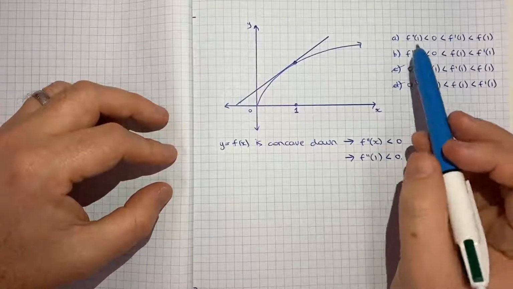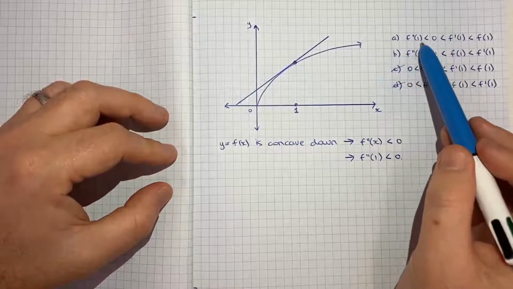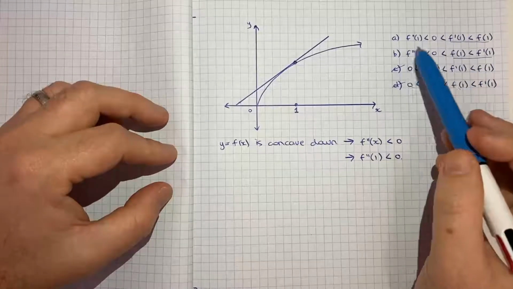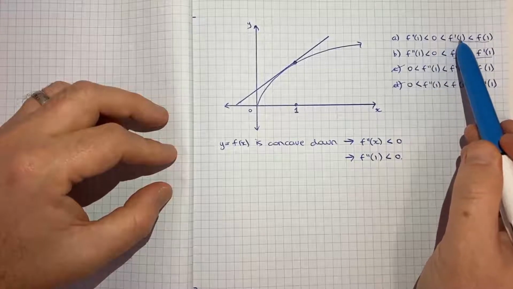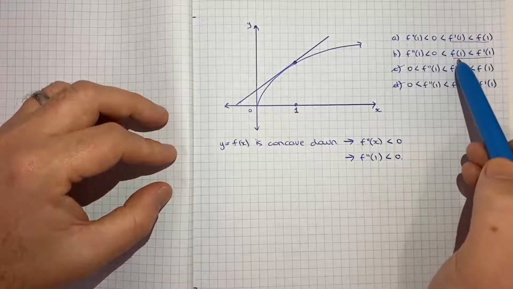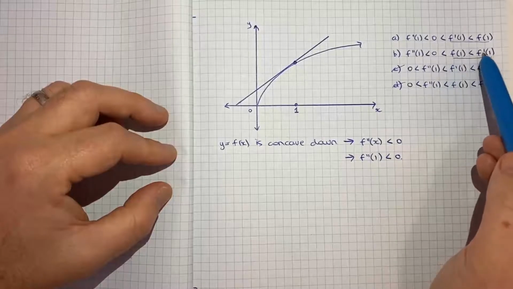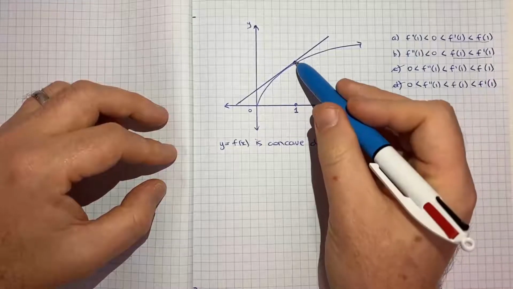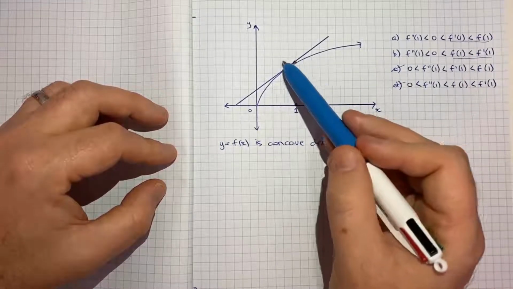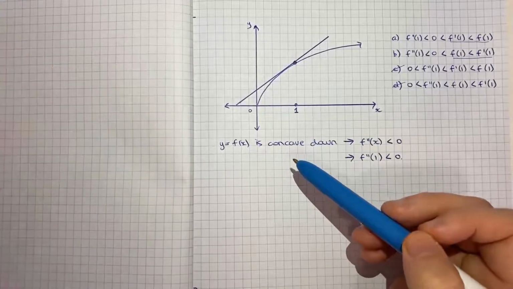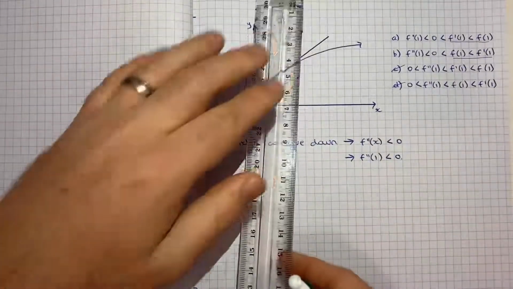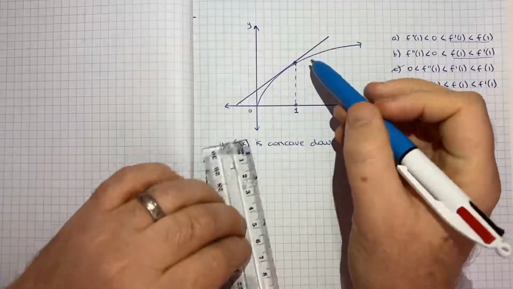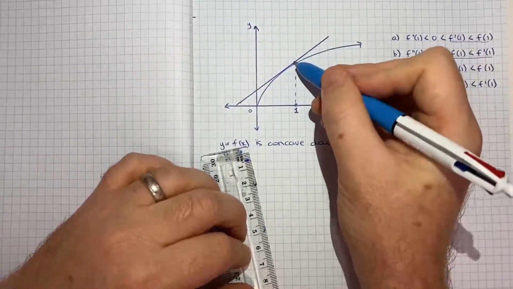Now, if we look at what's left, A and B, the only difference between them is this section over here. In one of them, we've got the first derivative at point 1 being less than the actual function, and in the second option, it's the reverse. So really, this question now has simplified down to, at point 1, what's bigger, the actual function or the first derivative?